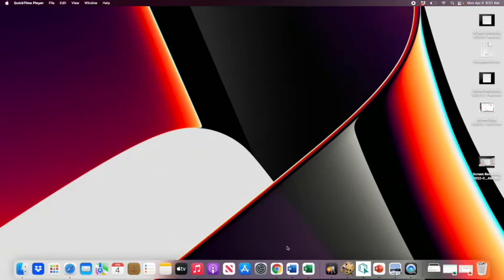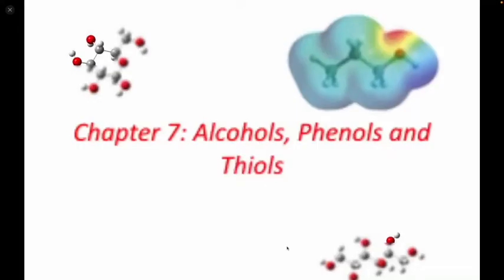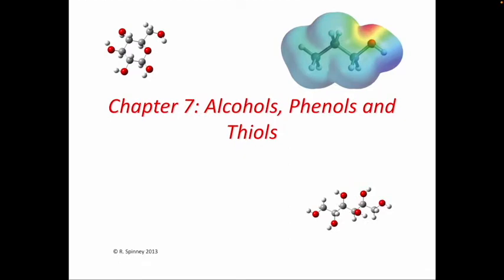Today we're going to start in on Chapter 7. Chapter 7 is about alcohols, phenols, and thiols. This is pretty much the pattern for the rest of the semester: here's a new functional group, we're going to learn how to name it, and learn some reactions of those functional groups. In this chapter, we're going to be focusing mainly on alcohols. I'll also show you what phenols and thiols are as well, but alcohols are going to be the main focus here.